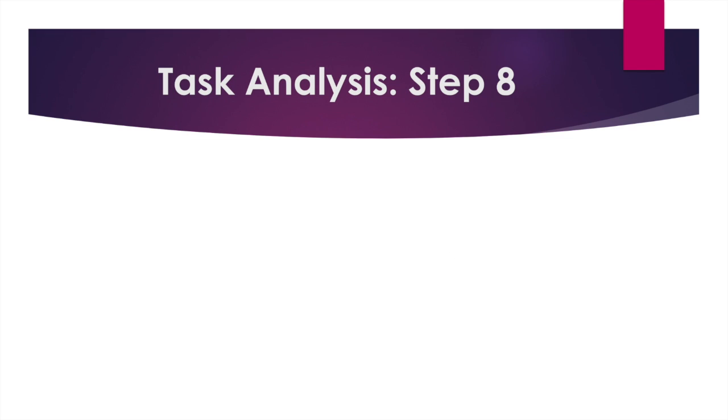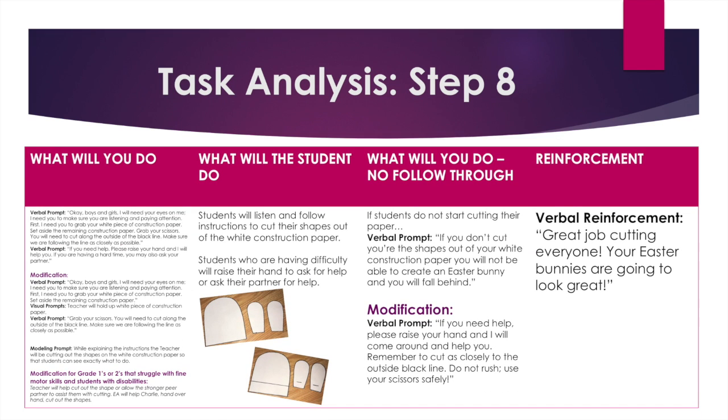Step 8. Okay, boys and girls, I will need your eyes on me. I need you to make sure you are listening and paying attention. First, I need you to grab your white piece of construction paper, set aside the remaining construction paper, and grab your scissors. You will need to cut along the outside of the black line. Make sure we are all following the line as closely as possible. If you need help, please raise your hand and I will help you. If you're having a hard time, you may also ask your partner.